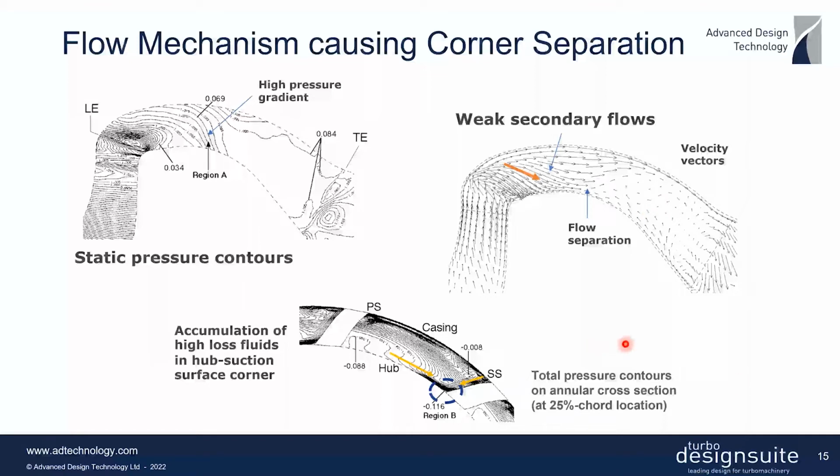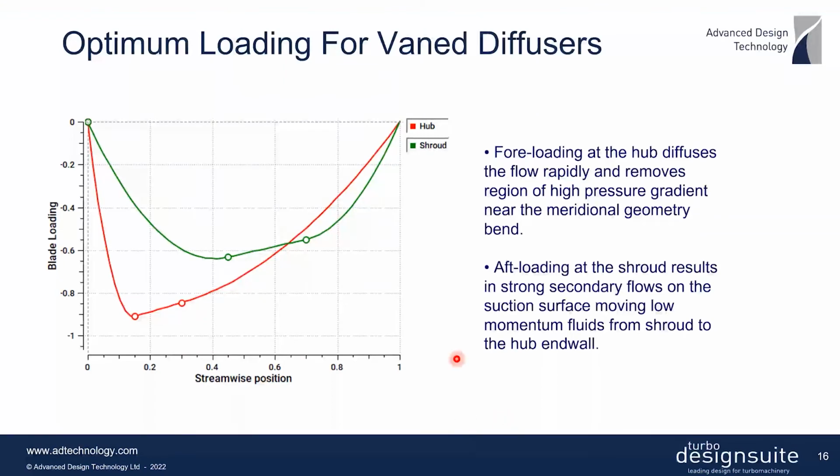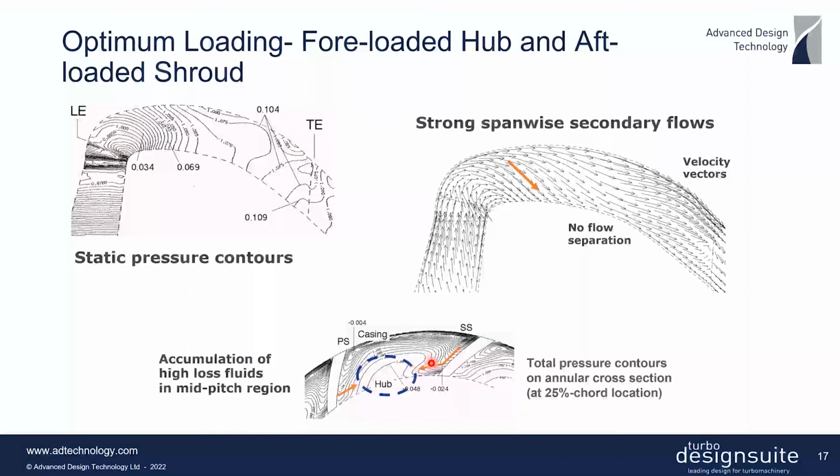So the question then is whether there is a way we can eliminate this separation at all. So in fact, what they finally came up with is this kind of loading distribution, where we have a fore-loaded distribution at the hub, and we have a mid to aft loaded distribution at the shroud. And really the way the fore-loading works is that it diffuses the flow very rapidly at the hub, and it also removes the region of that high positive pressure gradient. So if we go back to this diagram, then this region of high positive pressure gradient is actually moved forward, and so this could be a good thing.